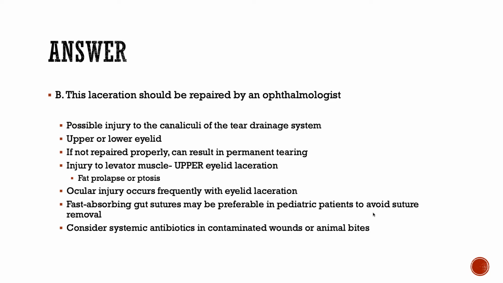If sutures are required, you can use nylon or non-absorbable suture, but in pediatrics, it's typically recommended to use fast-absorbing gut, to avoid having to remove the sutures later on. So that is something that you would think about. And then systemic antibiotics are typically only recommended when there's an animal bite or contaminated wounds associated with it. Then you would consider antibiotics from that standpoint.